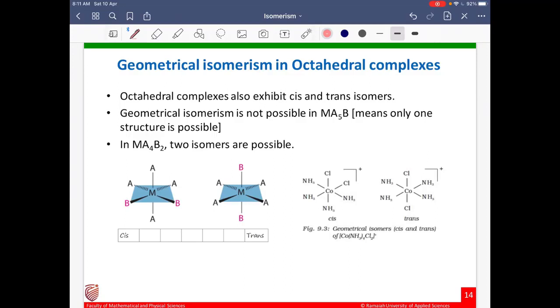Here, we can see identical groups are across each other, trans, and here they are adjacent, so cis. So in Ma4B2 complex, two isomers are possible, cis and trans. One example is given here. Geometrical isomers cis and trans of Co(NH3)4Cl2. So it is an Ma4B2 type of octahedral complex. Here, two chlorine atoms, the identical groups, are adjacent to each other, and here the identical groups are opposite to each other.